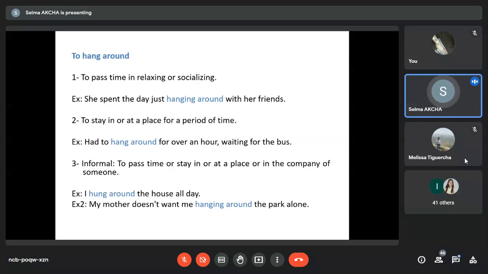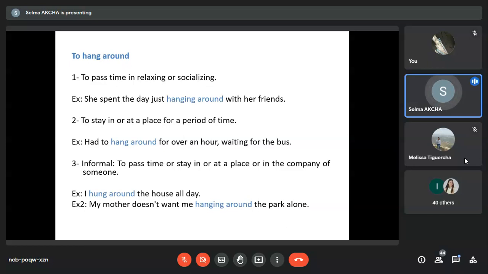J'ai dû rester 1 heure. J'ai dû poireauter. We say in French, it is informal in French. C'est informel en français, poireauter. J'ai dû attendre 1 heure, près d'1 heure. Je suis restée près d'1 heure au même endroit pour attendre le bus. When you stay in the same place for a period of time, you can use to hang around. I had to hang around for over an hour waiting for the bus. Okay? Because you stayed in the same place.